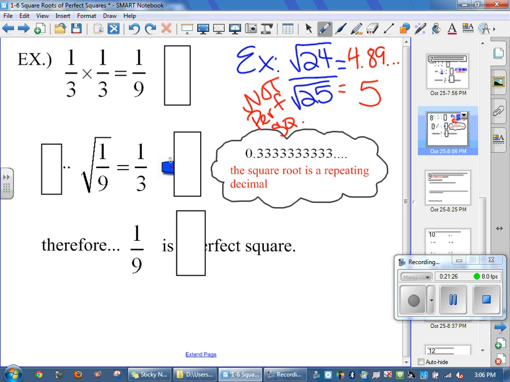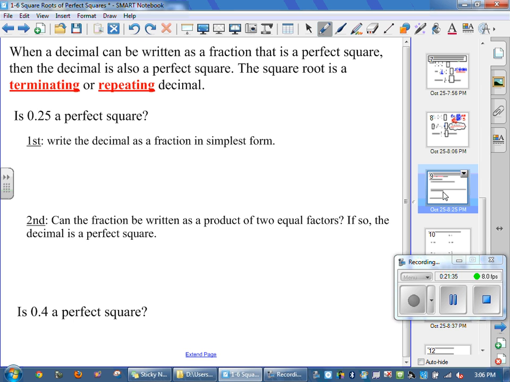Okay? Let's move on. So it says when a decimal can be written as a fraction that is a perfect square, then the decimal is a perfect square. The square root is a terminating decimal, that means a decimal that ends, or repeats. Repeating decimals can also be perfect squares. So we checked 0.25, is it a perfect square? Yes, because when we square rooted 0.25, we got 0.5.